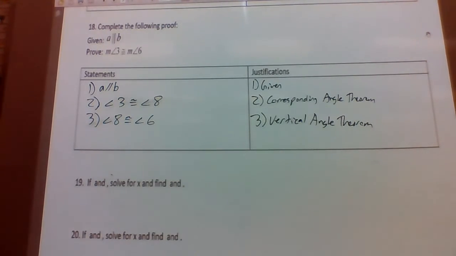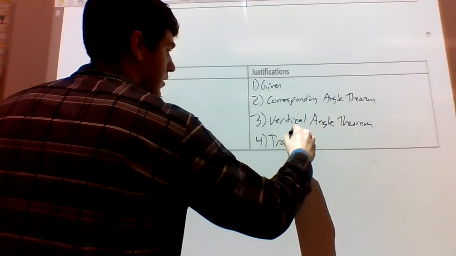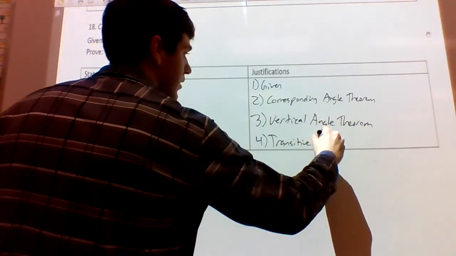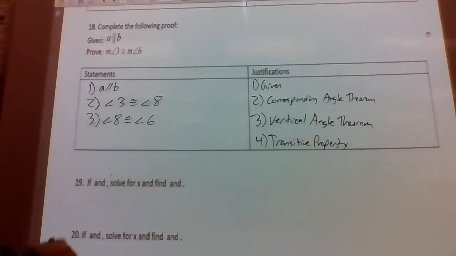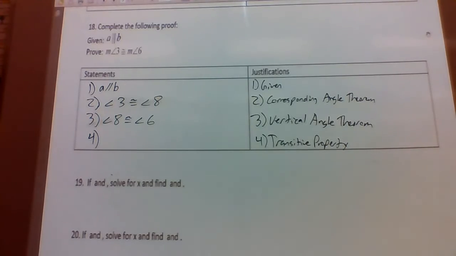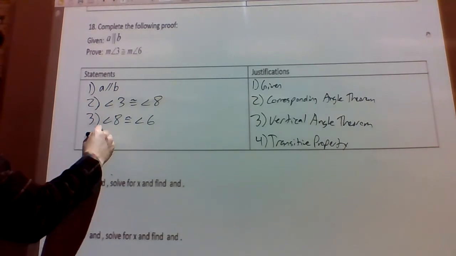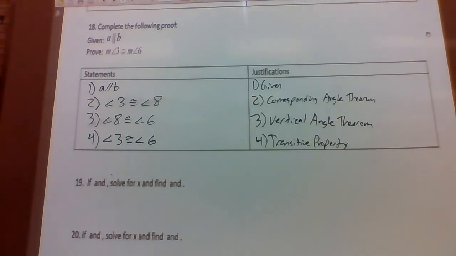And then, as we've done all along, we can use the transitive property of congruence. Transitive property, since angle 3 and angle 6 are both congruent to angle 8, we can say that they're congruent to each other. So angle 3 is congruent to angle 6. Okay. And this is what the proofs we've done look like.